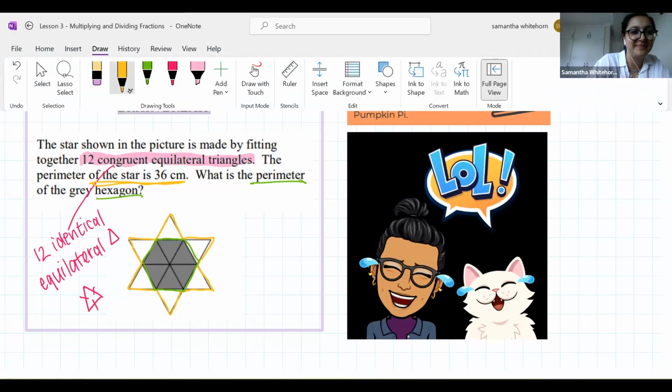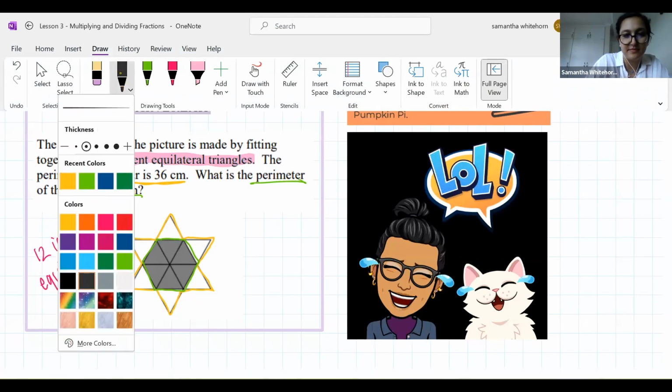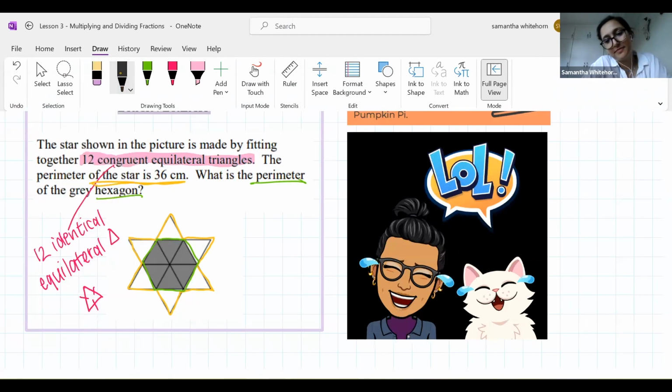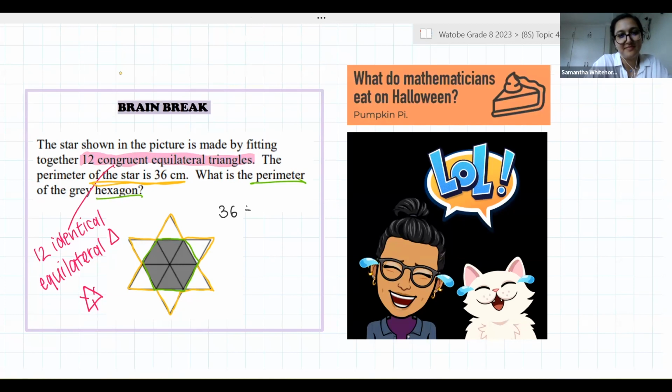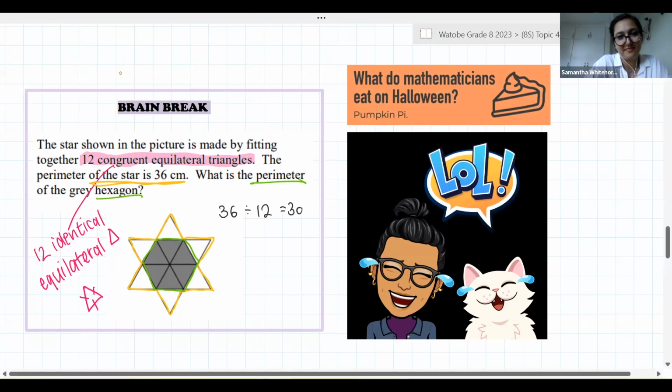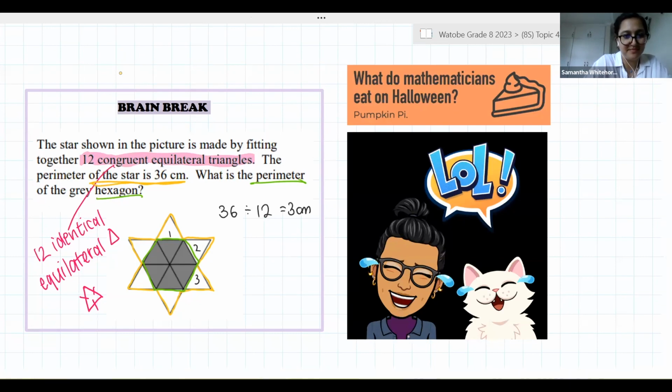So the perimeter of the star is 36 centimeters. And there are 6 triangles on the outside. So there are 12 sides. So 36 divided by 12 is 3. So I worked out how many sides are in the hexagon, and there are 6, and 6 times 3 is 18. Perfect. Excellent.